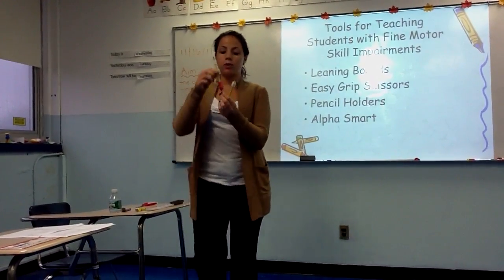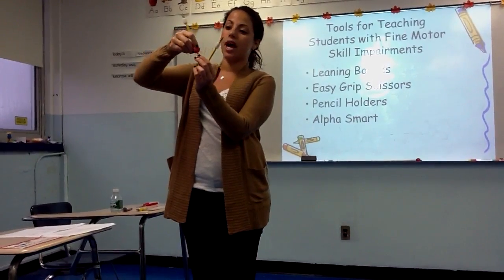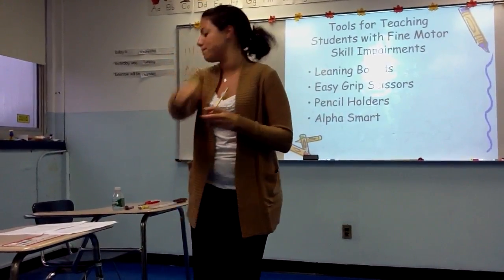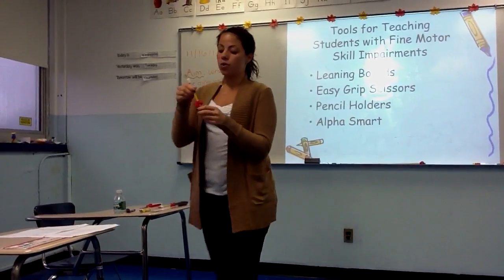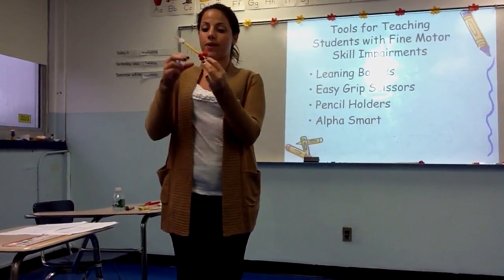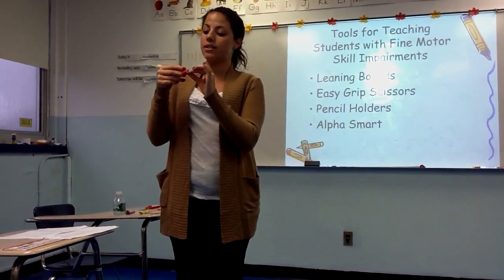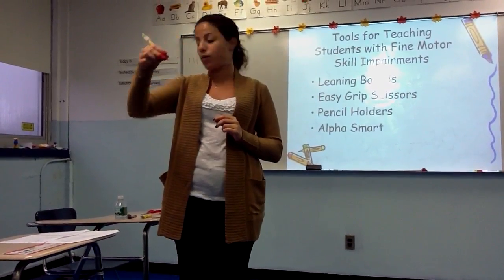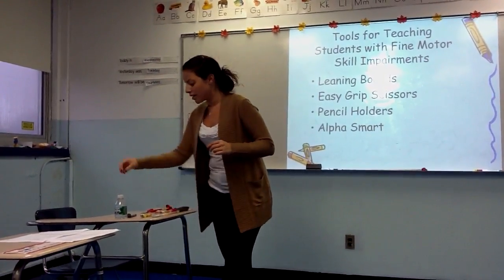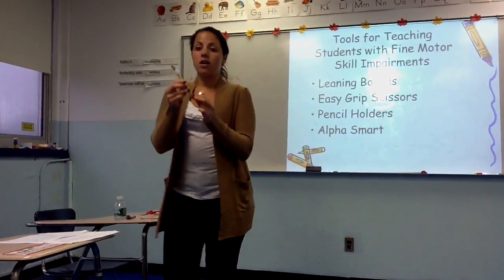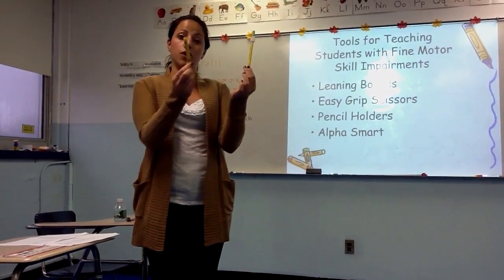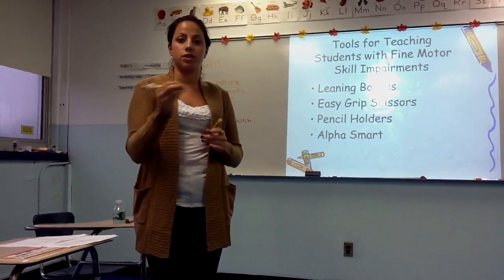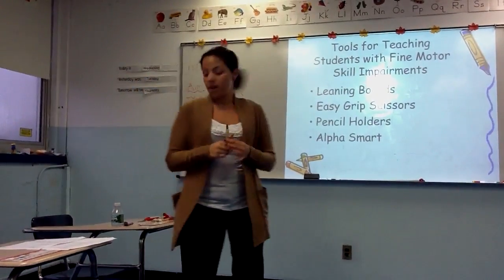So a student can use a pencil holder such as this, which guides where the fingers should go, and they're forced to hold the pencil the correct way. They can also use this, which actually has holes for the fingers, and they put the fingers in the holes, and it guides them to hold the pencil the correct way when they're writing. They can also use bigger pencils and bigger crayons, which just makes it easier for them to hold if they have trouble holding such smaller objects.